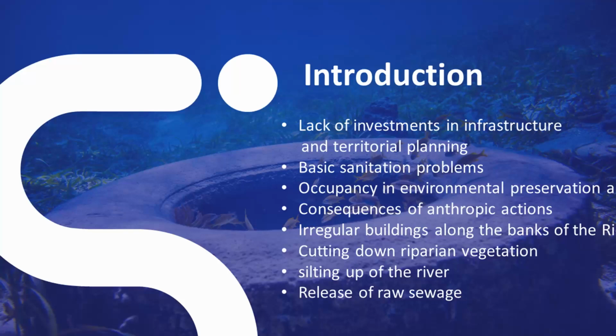Due to the lack of investments in infrastructure and territorial planning, the CEREJA River has been affected by anthropic actions such as irregular constructions along its margins, cutting down of riparian vegetation, sealing up of the river, and release of raw sewage. The release of untreated sewage into bodies of water, such as rivers, can cause eutrophication of these environments and offer risks to human health by containing pathogenic microorganisms.